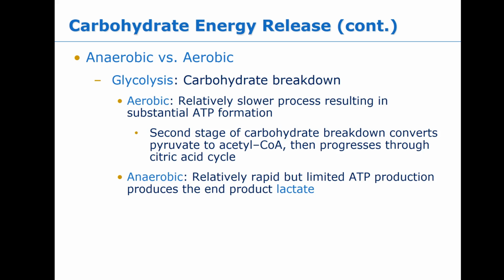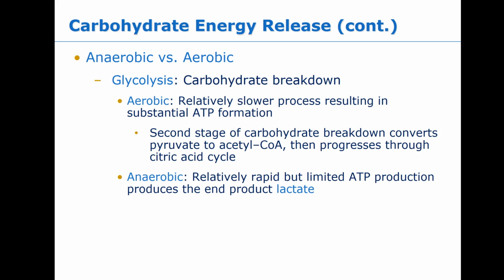When we talk about the next energy system that our body taps into after the ATP-PCr cycle has been completely maxed, we start talking about anaerobic versus aerobic reformation of ATP. Glycolysis is referred to as carbohydrate breakdown. Aerobically, this is a slower process resulting in substantial ATP formation. The second stage of carbohydrate breakdown converts pyruvate to acetyl-CoA, and then we begin the citric acid cycle, which again requires the presence of oxygen. Anaerobic glycolysis is relatively rapid in nature, but supplies only limited ATP production and produces the end product of lactate, which is not aerobic in nature. So this is setting us up for the next energy system.